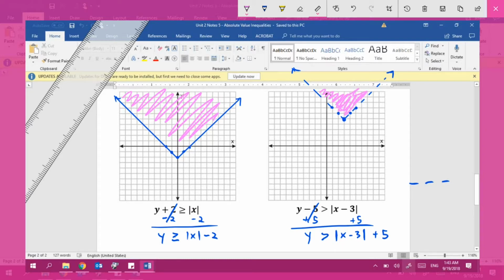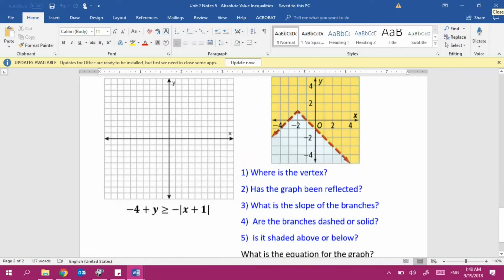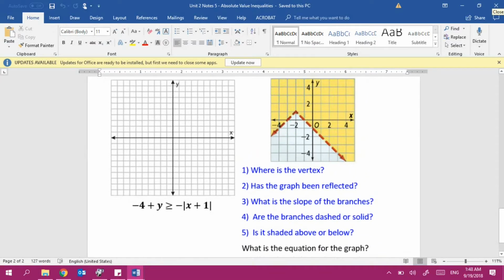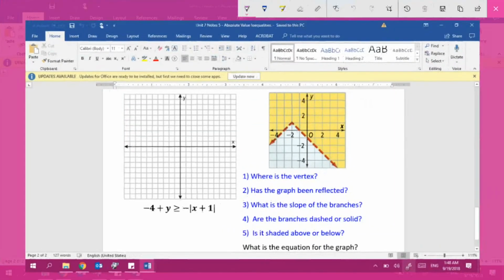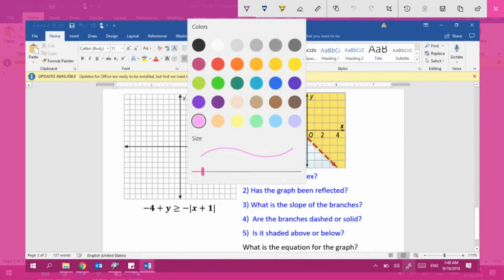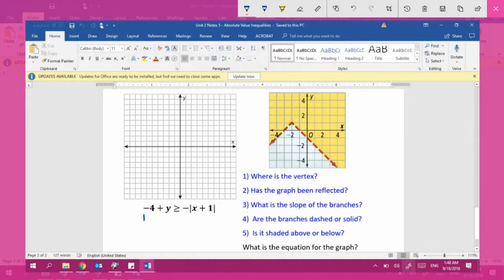And that's this one. On to the last graphing example. Alright, so this time we want to get y by itself once again. Let's get rid of the negative 4 by adding 4 to both sides. Plus 4. And that leaves me with y is greater than or equal to the negative absolute value of x plus 1, plus 4.